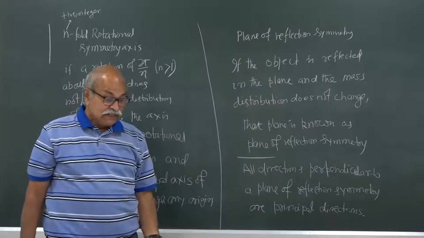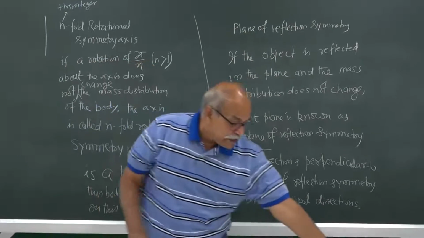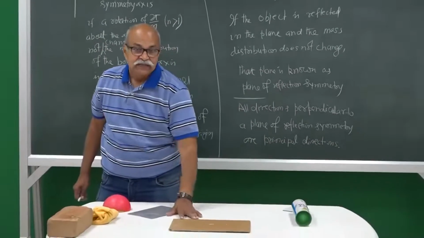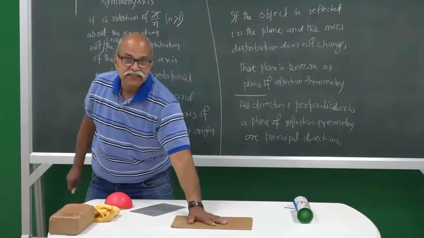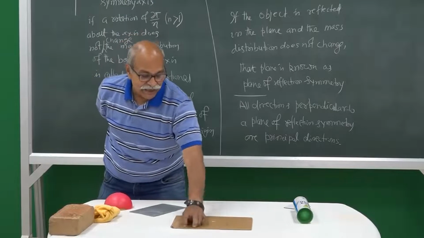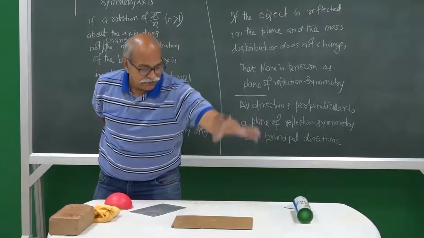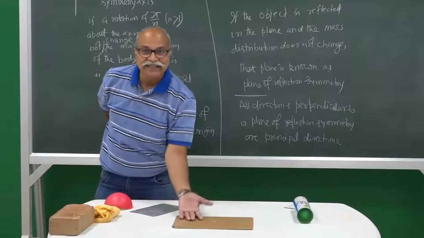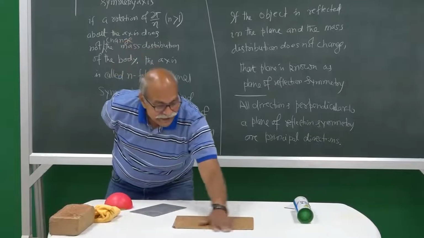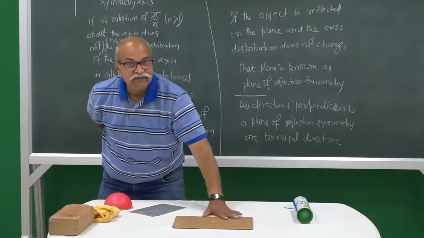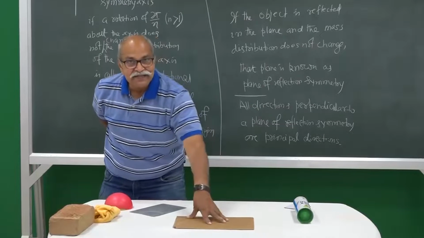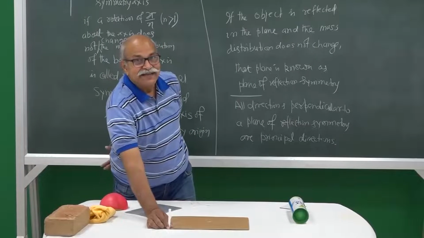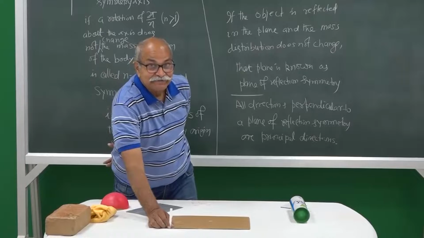Now, if I talk of my rectangular plate, the example with which I had done all the calculations, it is a two-dimensional object. So, this plane itself is a plane of reflection symmetry. Here are the masses of the object. If I reflect this object in this plane, what happens? Nothing happens, everything remains at its own position. So, this plane itself can be called a plane of reflection symmetry. So, all directions which are perpendicular to this are principal directions, and that is why this z axis is a principal axis.